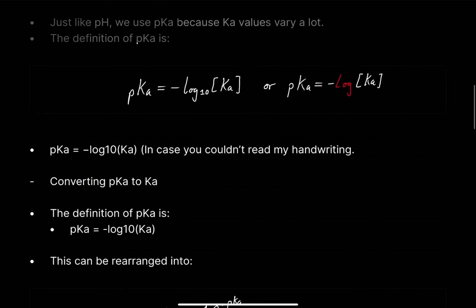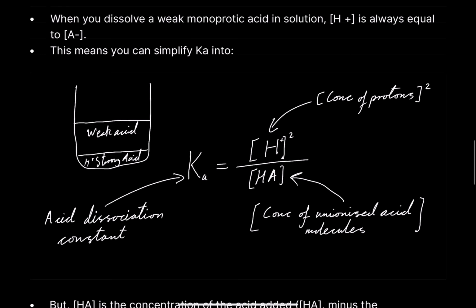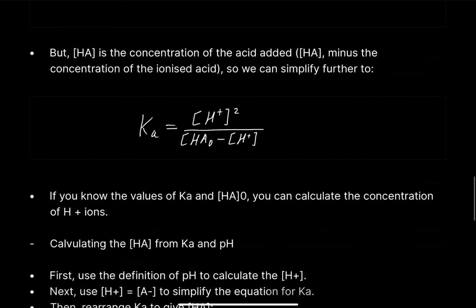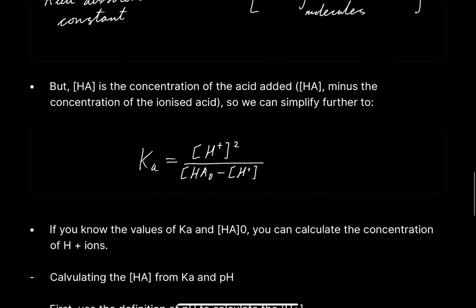And if we want to work out what this is, we need to take away essentially all of this minus this. That's what we have. We know what this is here. We know what this is here. If you want to work out just this here, that's what we're doing here. HA minus H plus.